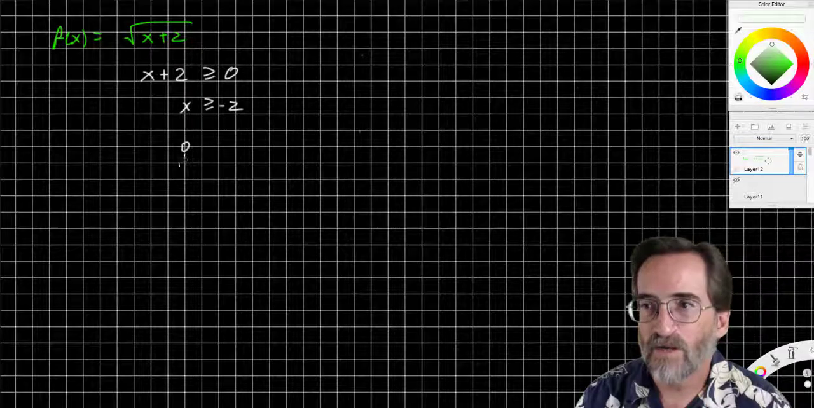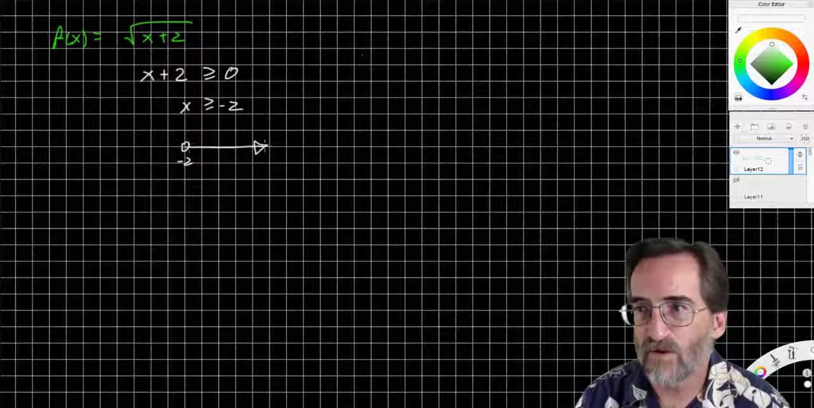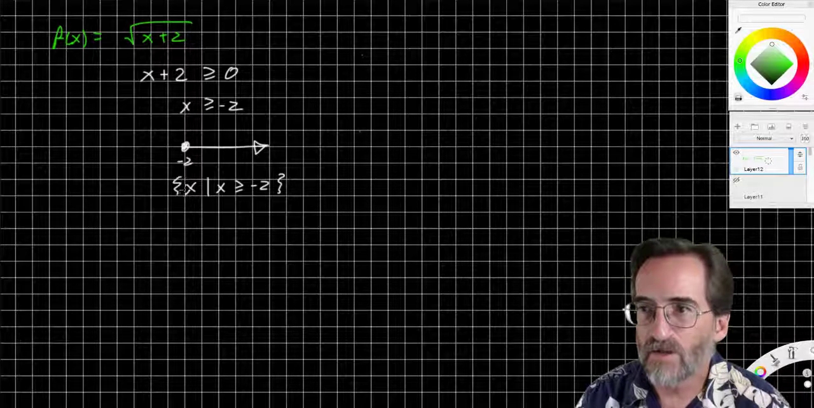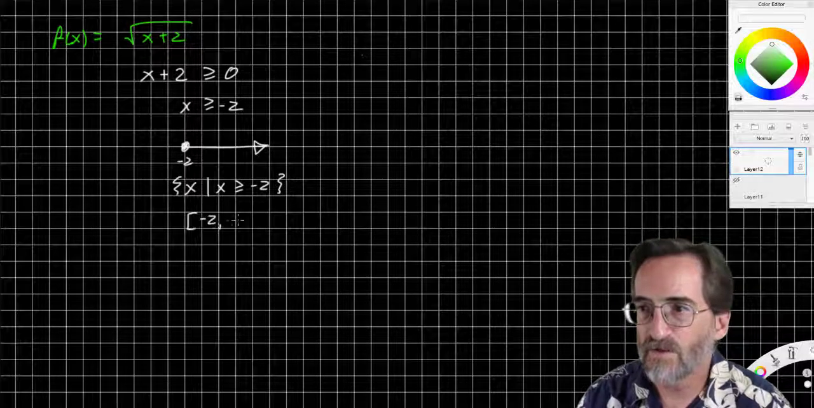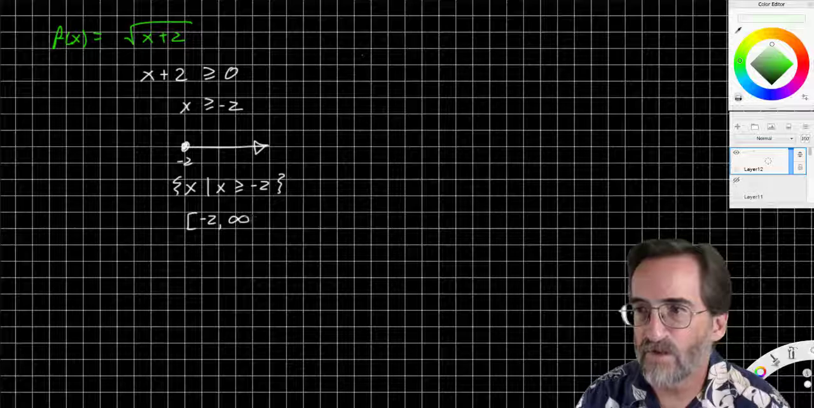On the number line, here's negative 2. It has to be greater than or equal to, so we fill it in. In set builder notation, we would say all x such that x is greater than or equal to negative 2. And in interval notation, we would say negative 2 with a hard boundary, negative 2, and infinity with a soft boundary.